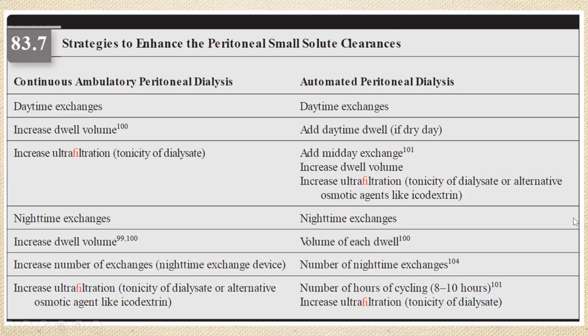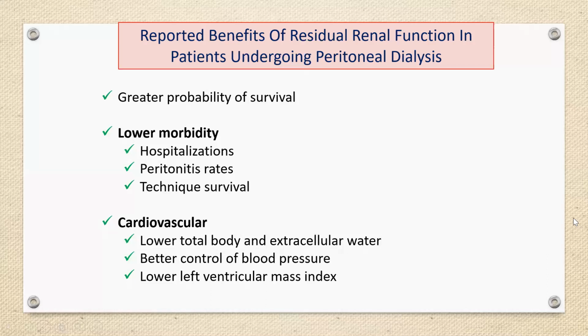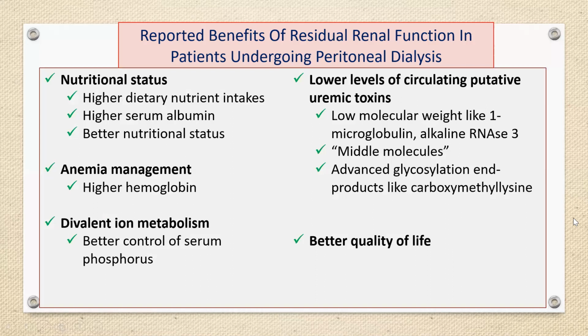So what are the benefits of having residual renal function in a patient undergoing PD? It has greater probability of survival, lower morbidity, lower hospitalization rate, lower rates of peritonitis and better technique survival. Cardiovascular: lower total body and extracellular water, better control of the blood pressure and lower left ventricular mass index. Nutritional status: higher dietary nutrient intake, higher serum albumin, better nutritional status.